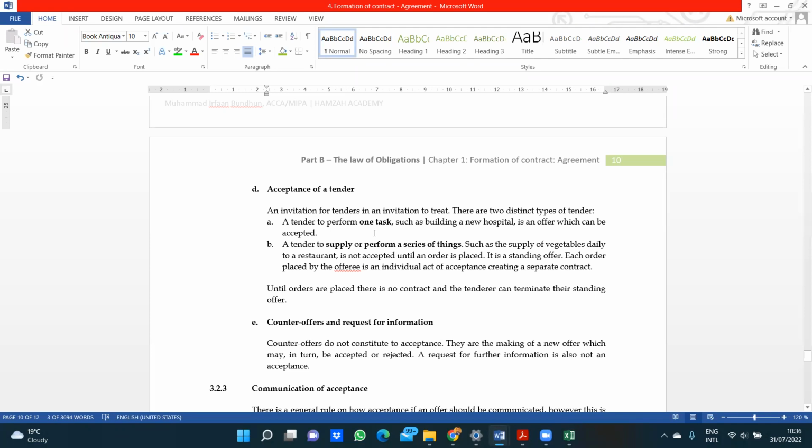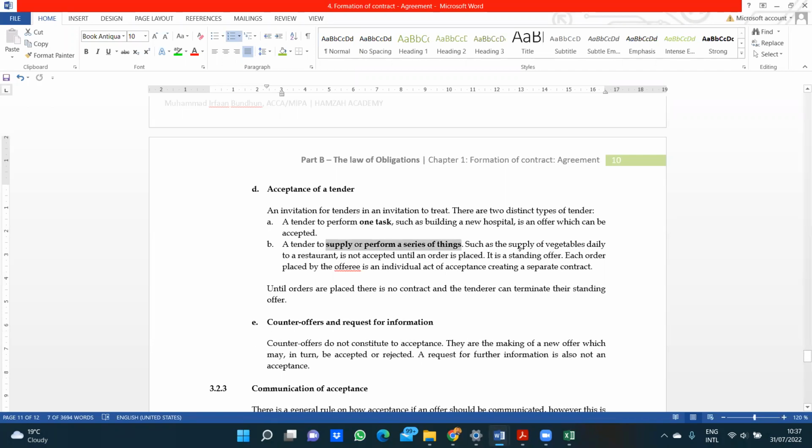All right, the tenders from the public are the offers from the public. The purchaser, who is inviting people to tender, will look at the terms and conditions and the prices, and he will accept the best tender. And this is where the contract is now valid. A tender to supply or perform a series of things, as we discussed earlier. Each series of things under the contract is an individual agreement, an individual contract.